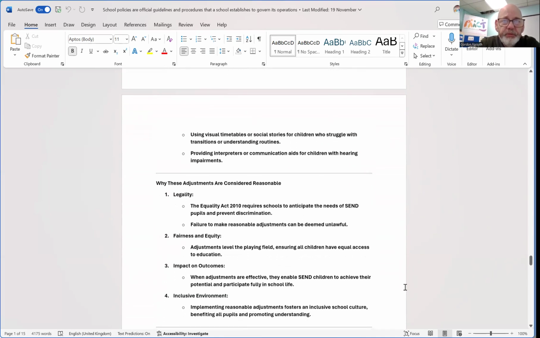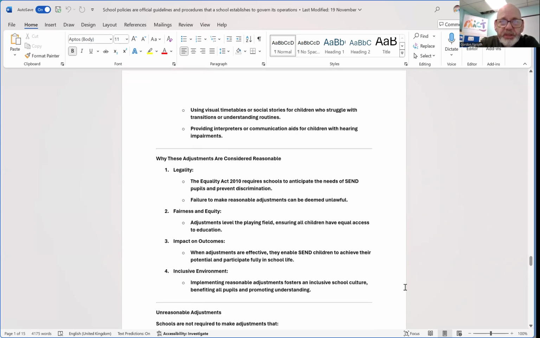Communication support, using visual timetables or social stories for children who struggle with transitions and understanding routines can be helpful if it's done in the right way. Providing interpreters or communication aids for children with hearing impairments. That's self-explanatory.